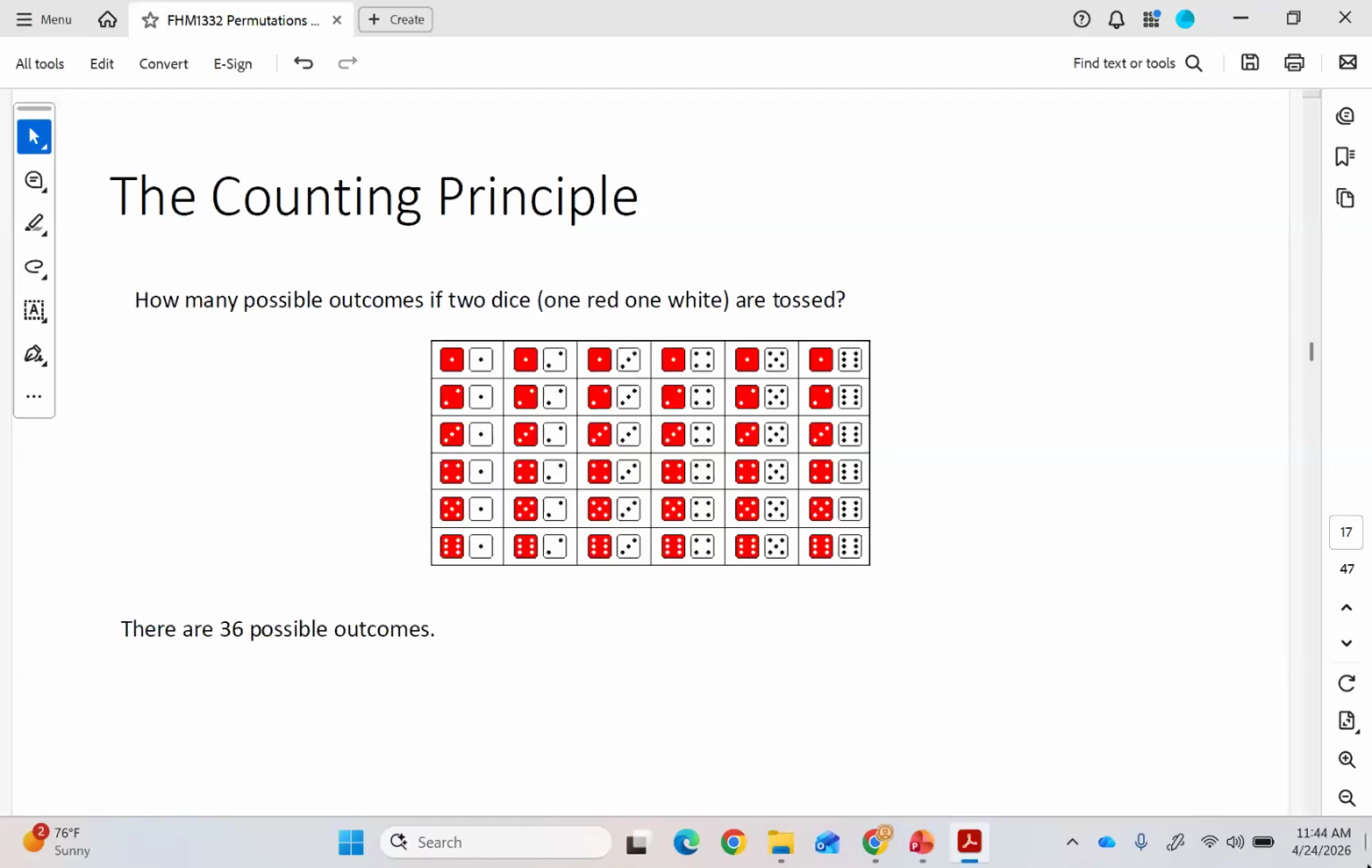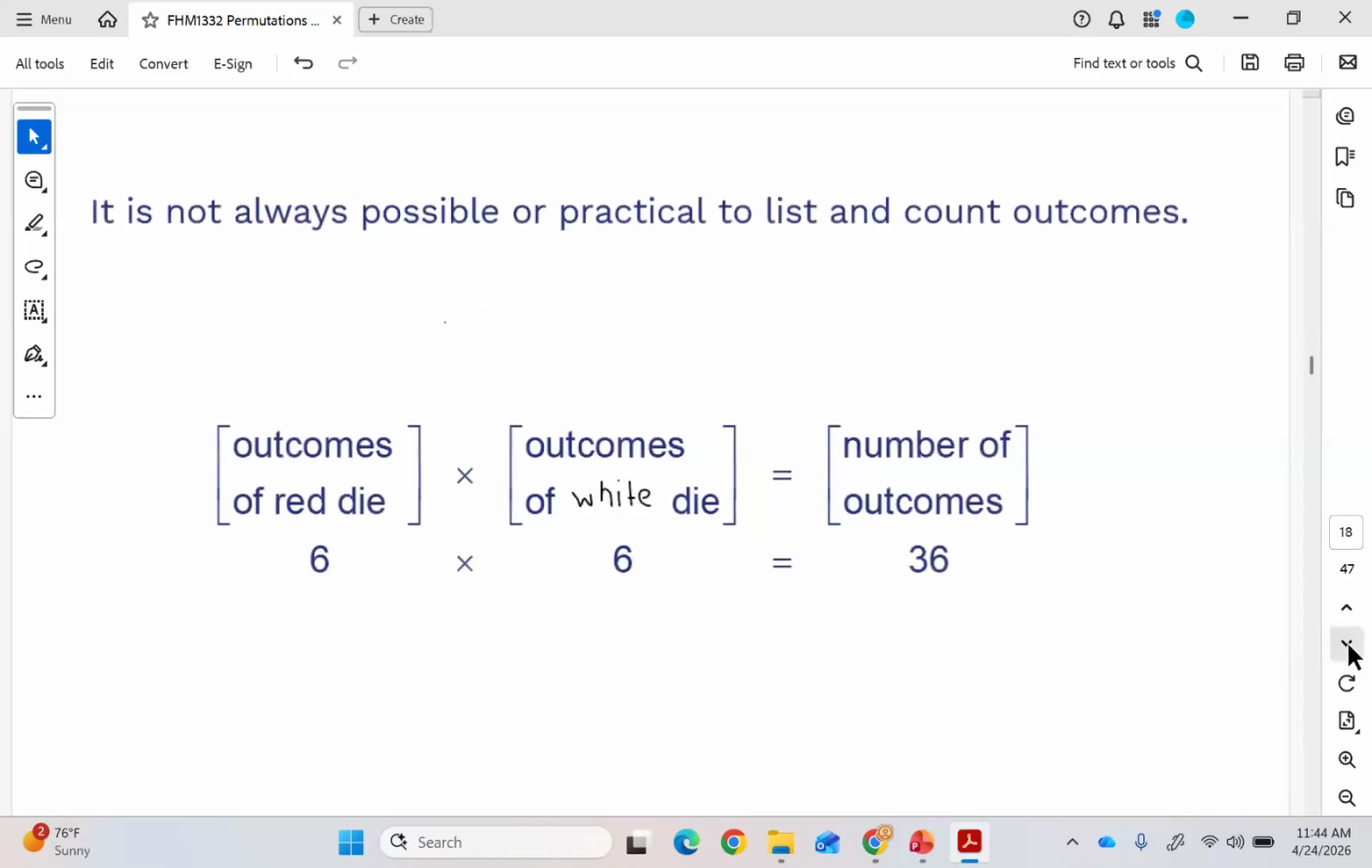And you could see, each possibility in this picture is basically one of these rectangles where you see one outcome on the red and the outcome on the white. So if I select another one here, it was four on red and five on white. So the total number of possibilities is 36. You can see all 36 listed here. Well, one of our goals is to find how to count the total without having to draw these diagrams.